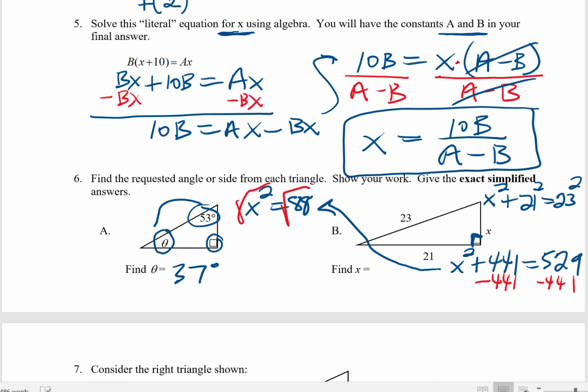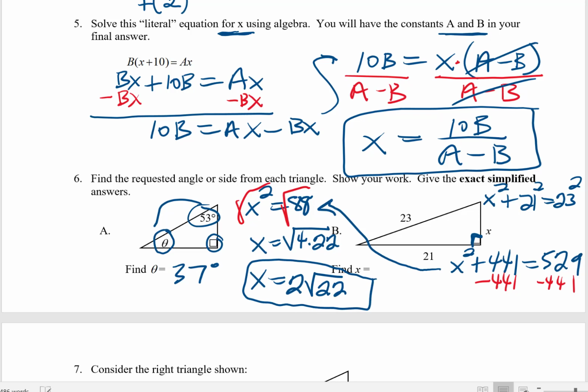We don't want a decimal, we want the exact simplified answer. I know the answer is positive. Let's see, 4 is a perfect square that goes into 88. 4 times 22 would make 88. So I can take the 4 out as a 2, 22 would stay inside, and there's my final exact simplified answer. X equals 2 times the square root of 22.